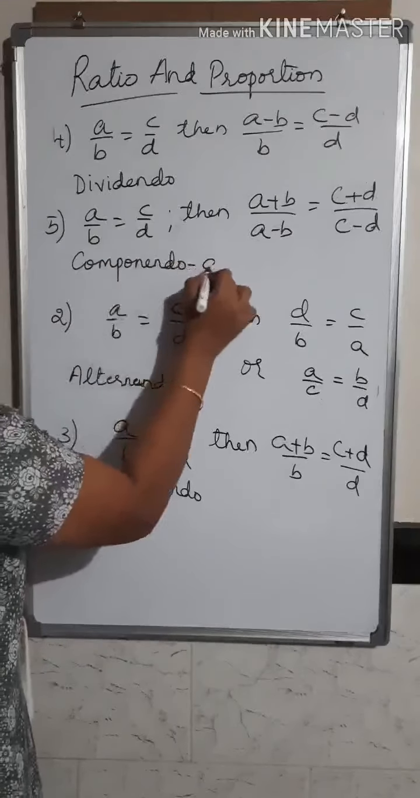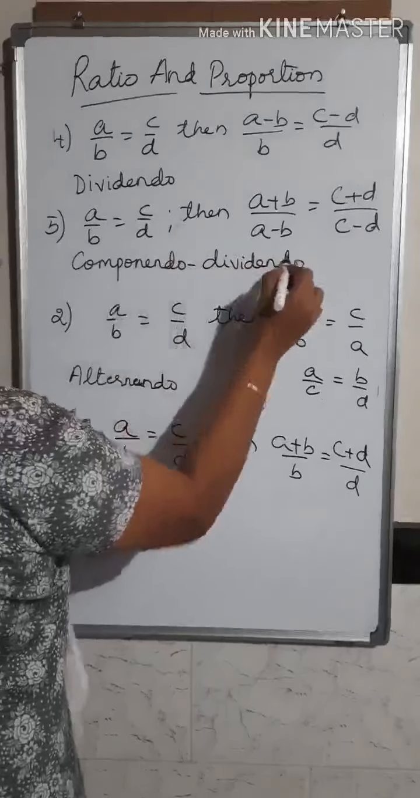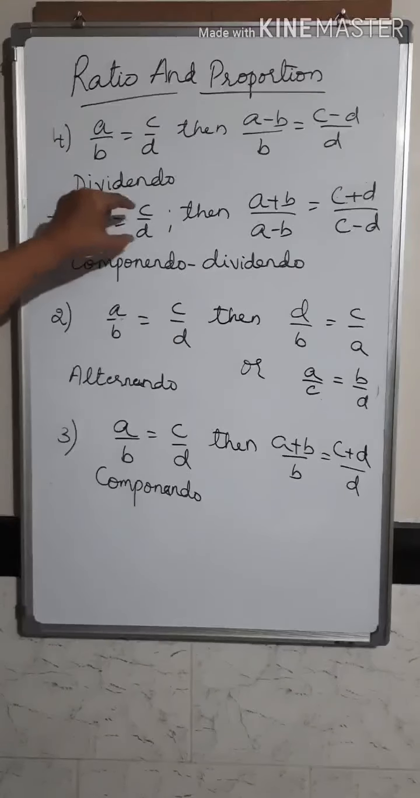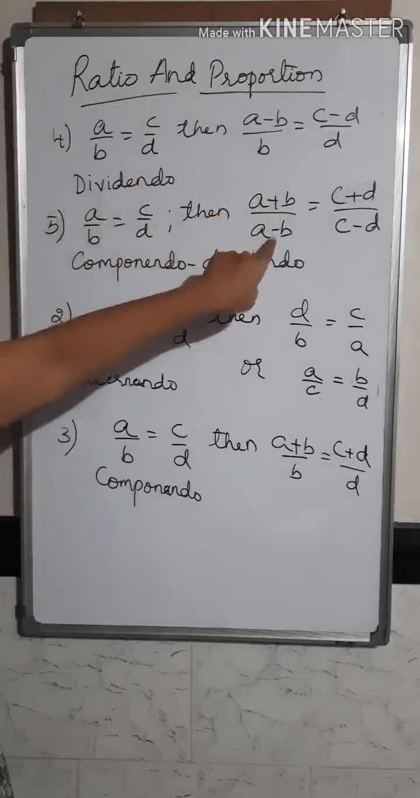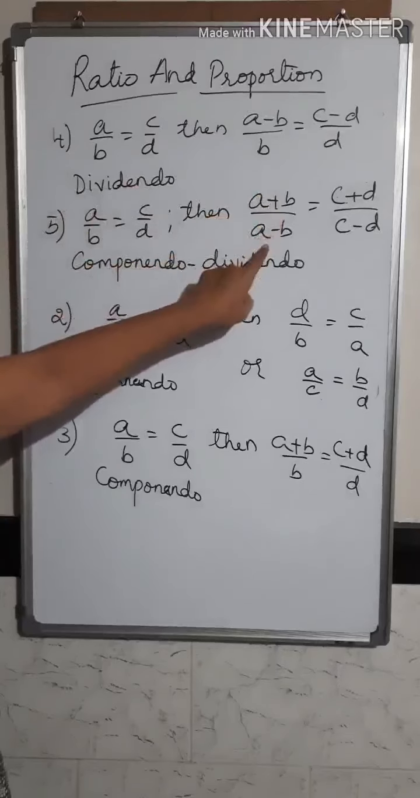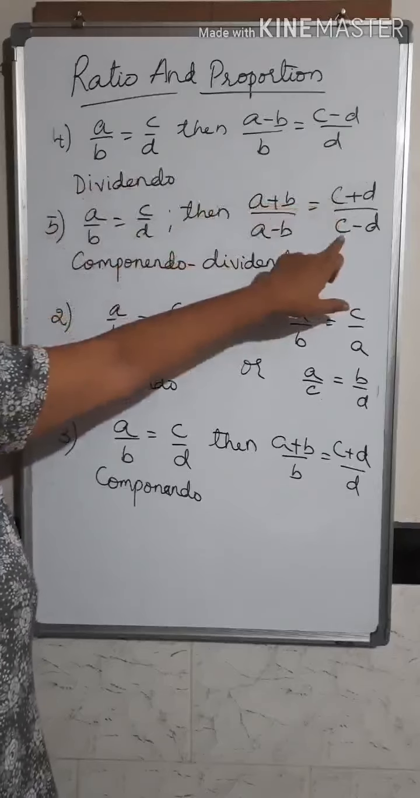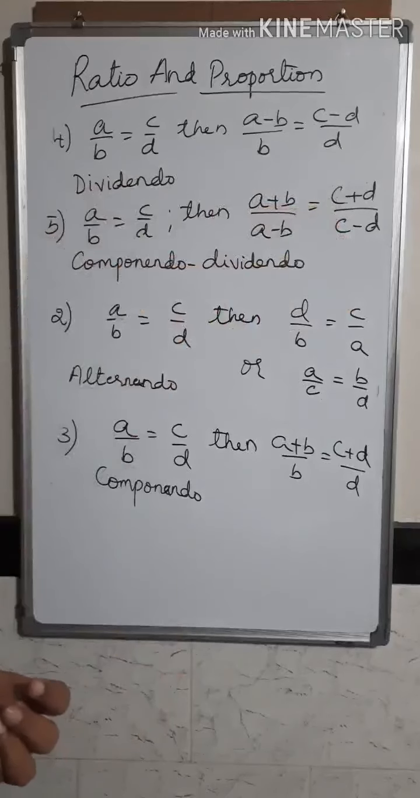Dash dividendo. So in componendo dividendo, if you have A upon B is equal to C upon D, then addition in the numerator, subtraction in the denominator. Same thing you have to do on the other side, add C plus D and subtract C minus D. So this property is called componendo dividendo.